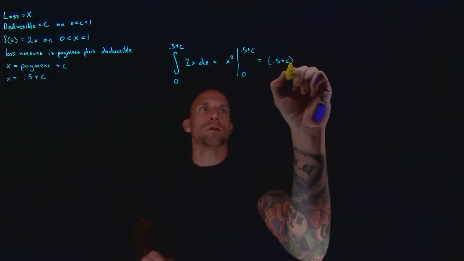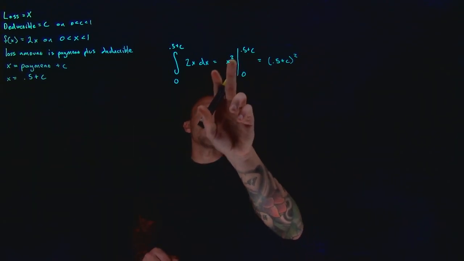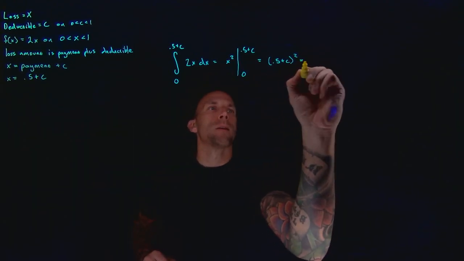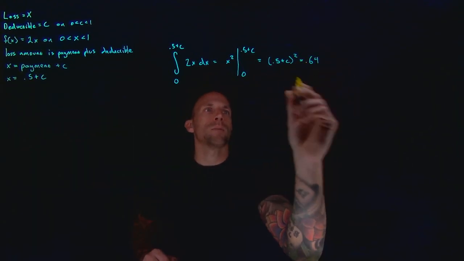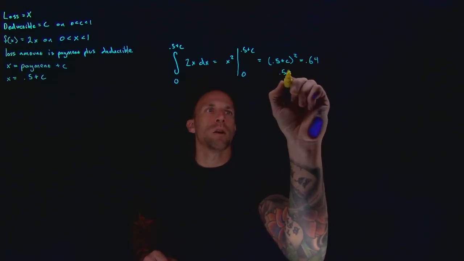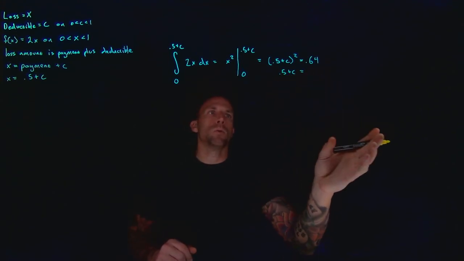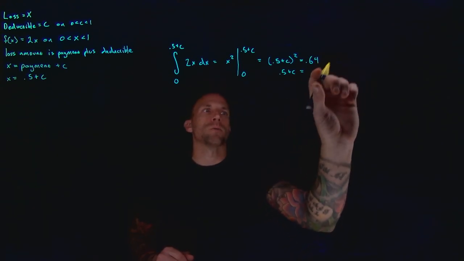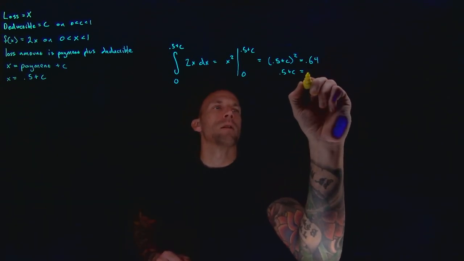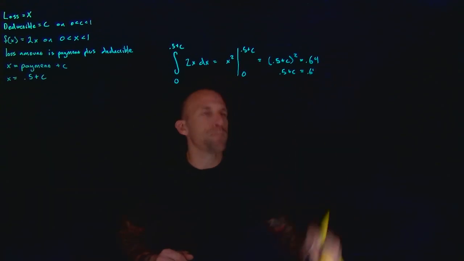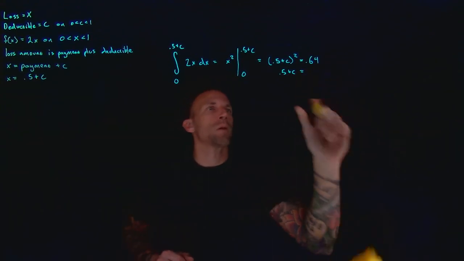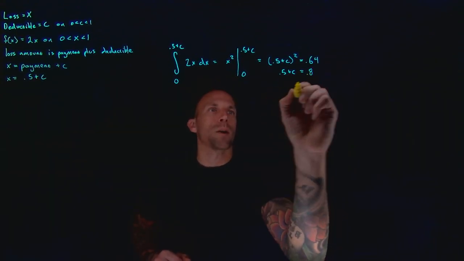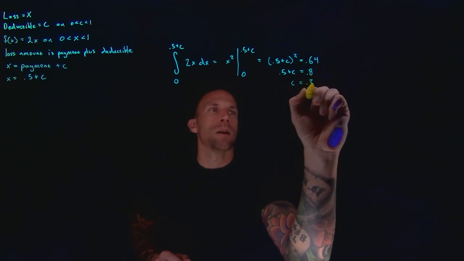0.5 plus C squared. Subtract 0 squared is not going to matter. So there's our 0.64. Square root both sides. Technically, you get two values, 0.8 and negative 0.8, but the negative 0.8 isn't useful in this case. Subtract 0.5 from both sides, and there we are.